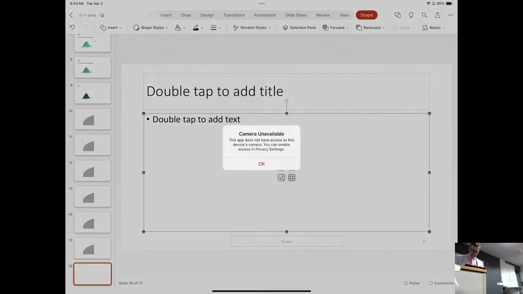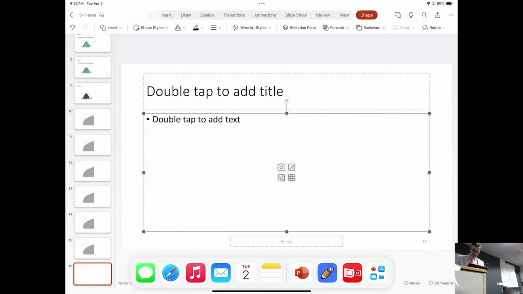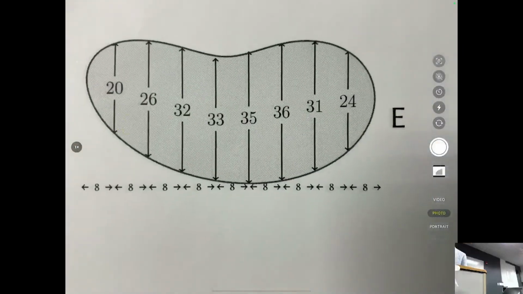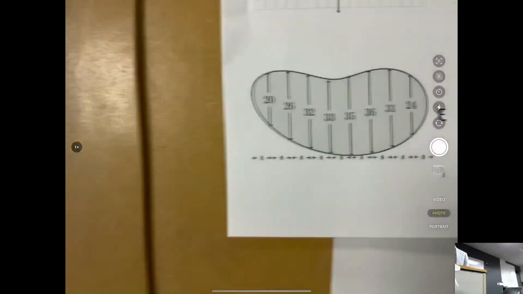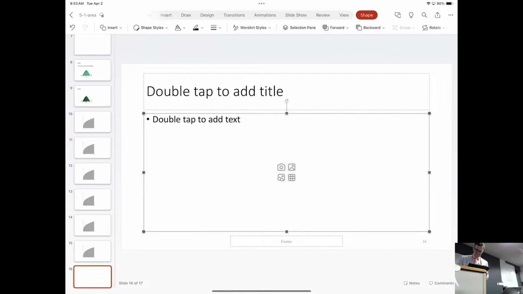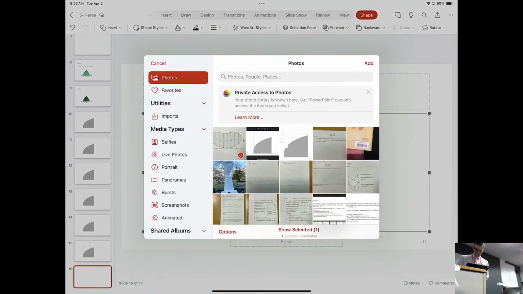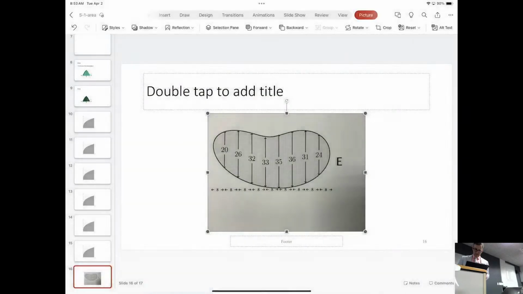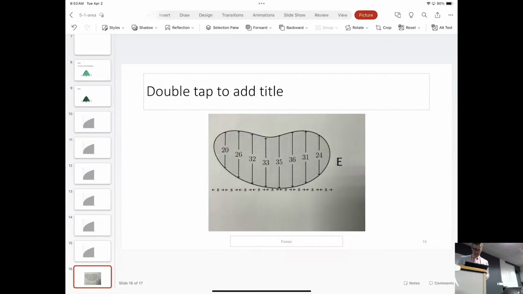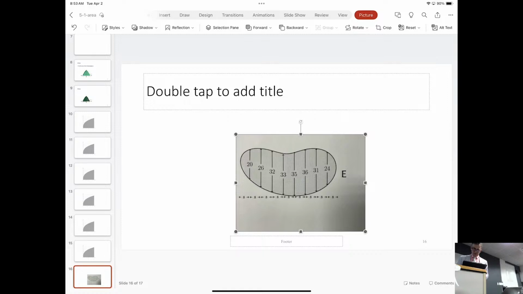So I will try my best. Camera not available. I need to somehow make the camera available. Why don't I just take a picture? There we go. Beautiful. Now I can go back to PowerPoint. Oh, alright. You said left, right? Yeah, use left.